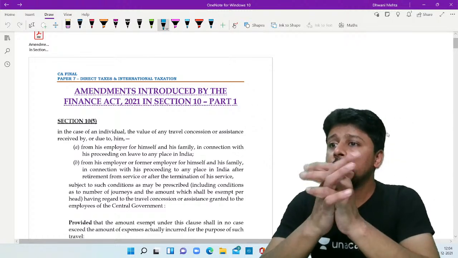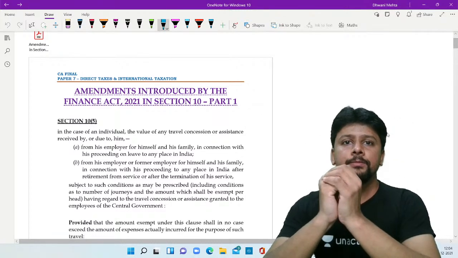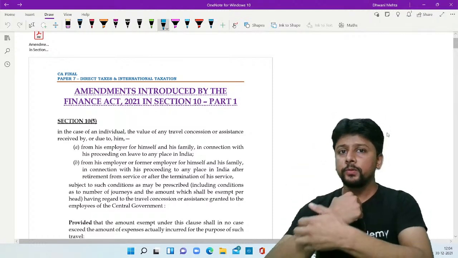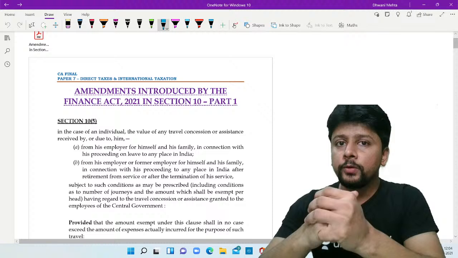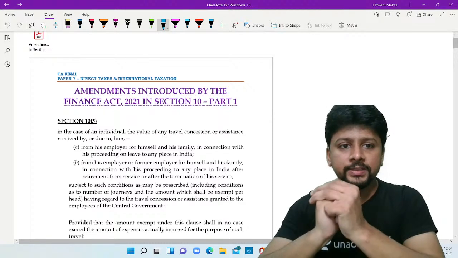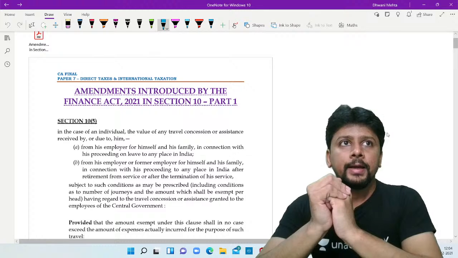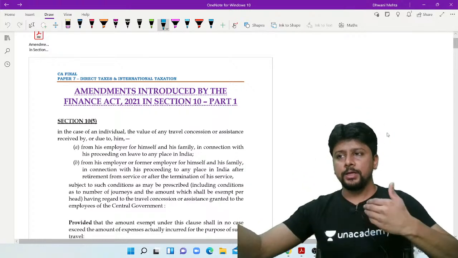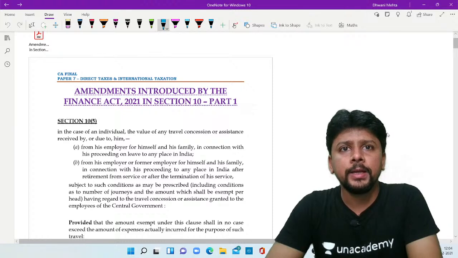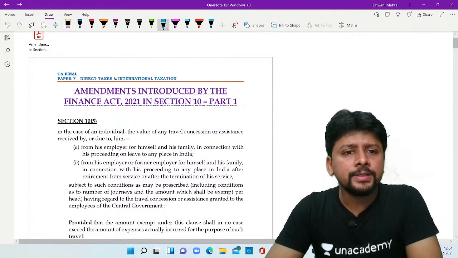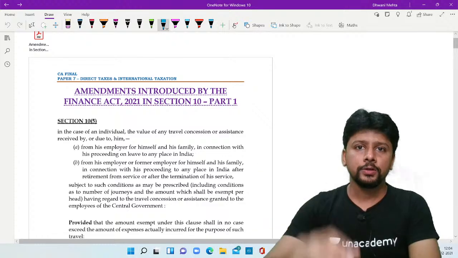Now, what's the agenda for today's class? Today's class, we are talking about Finance Act 2021. So we are talking about students appearing for May 2022 and November 2022 exams. Section number 10 has many clauses, and the Finance Act 2021 has made many amendments in Section 10. Section 10 does not have subsection numbers. You call it as clause.